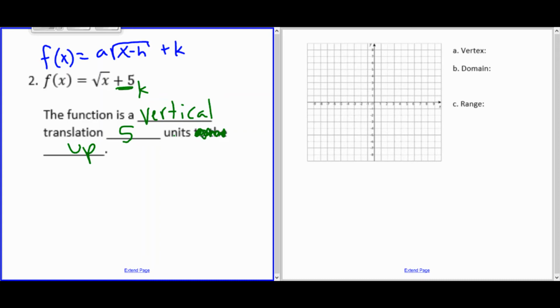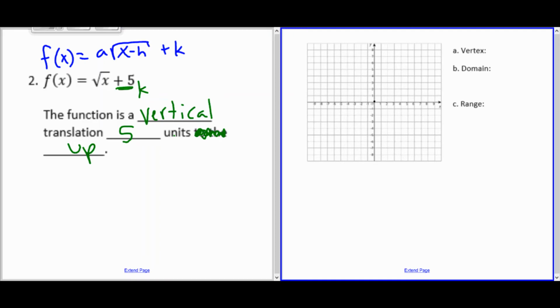So let's go ahead and start by graphing the parent function. So here's my parent function, looks something like that. Now I'm just going to move it 5 units up. I'm going to take my vertex and just move it 5 units up. So it'll be here. So this is where my new graph would be. And something like that, again, is just a rough sketch.